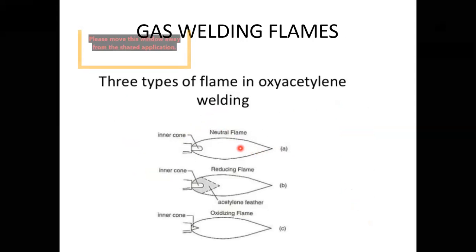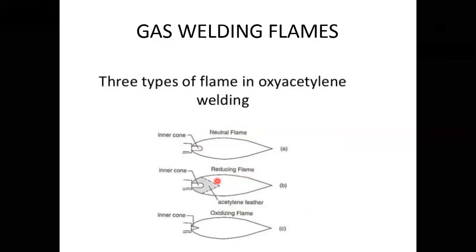How to identify this one? By the inner cone; this is the outer envelope of the flame. If you see this type of flame, you have to say this is a neutral flame. This one is the reducing flame. In this flame, if you increase the percentage of acetylene, then we get this type of flame, the reducing flame or carburizing flame.